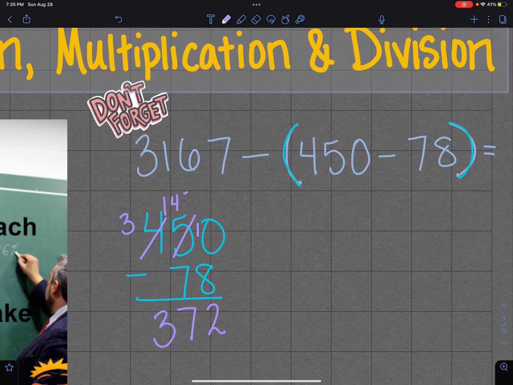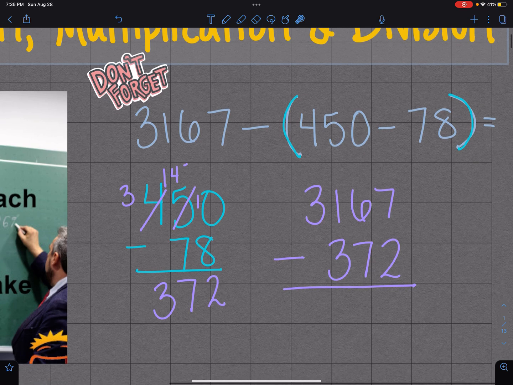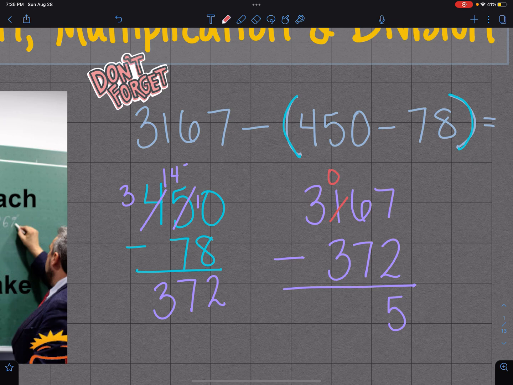So now I have 3,167 minus 372, because as you can see, that is the next step of the problem. All right, so let's go through this subtraction really quick. So I'm going to start with the ones, of course. 7 minus 2, I'm going to put a 5 here. Next, I have 6 minus 7. Uh-oh, can't do that. So I'm going to borrow this 1 from that 1, make that a 0, and make this 16. 16 minus 7 is going to be 9.